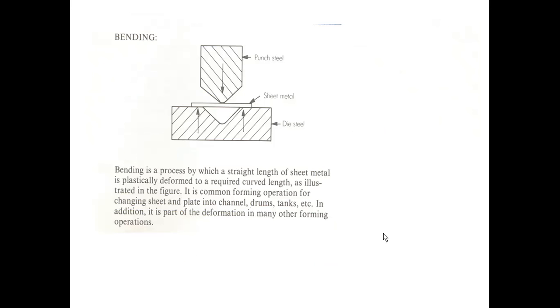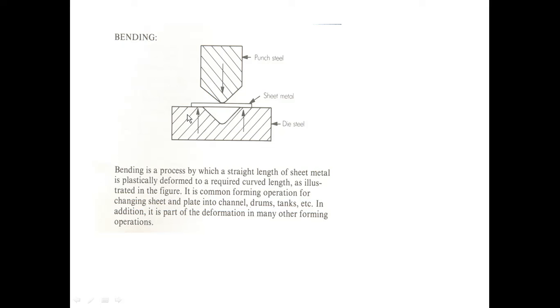Then next, up to this we have studied some cutting operations and shearing operations. Now let us see the bending or forming operation. So bending is one of the important forming operations. So you can observe here the punch, then the die and then the sheet metal, that is the raw material. Bending is a process by which a straight length of the sheet metal is plastically deformed, that is permanently deformed, to a curved length.